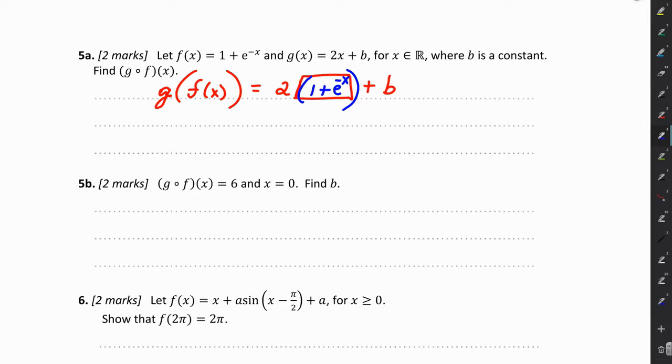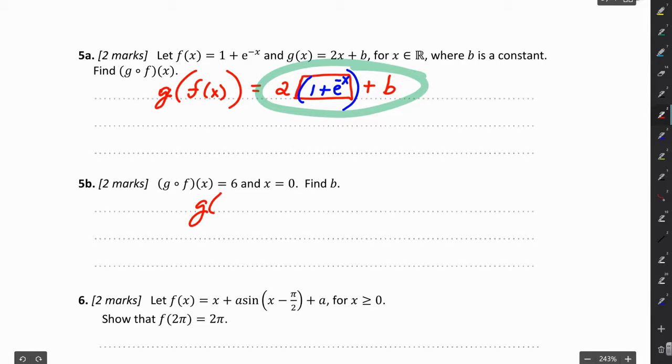And that's it. Part A is done. Let g of f of x equal 6 and x equals 0. Find b. All right, so g of f of x we know is, let's just rewrite it here. So g of f of x is equal to 6 and x is equal to 0.